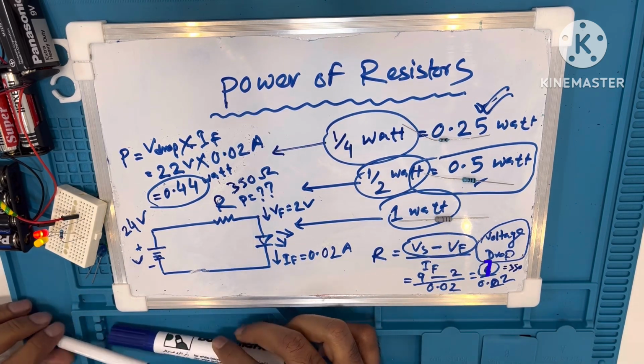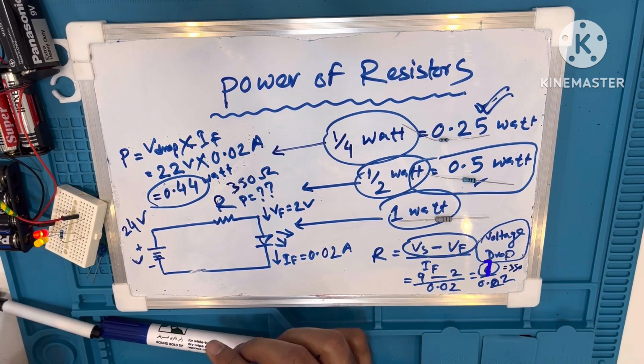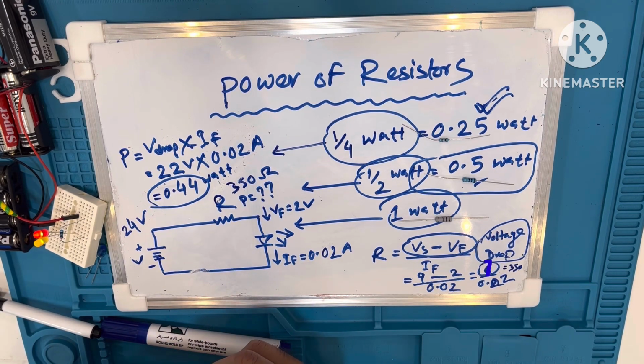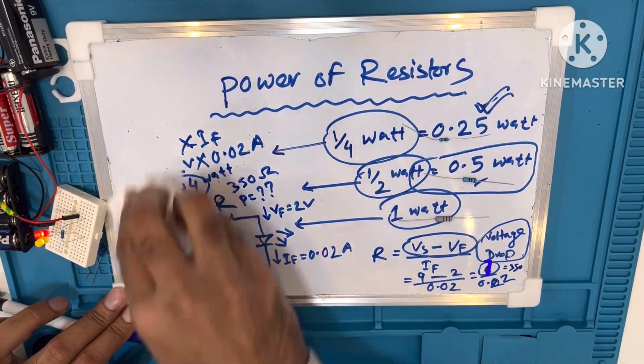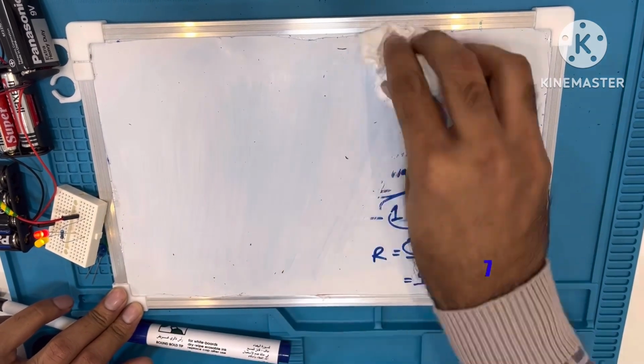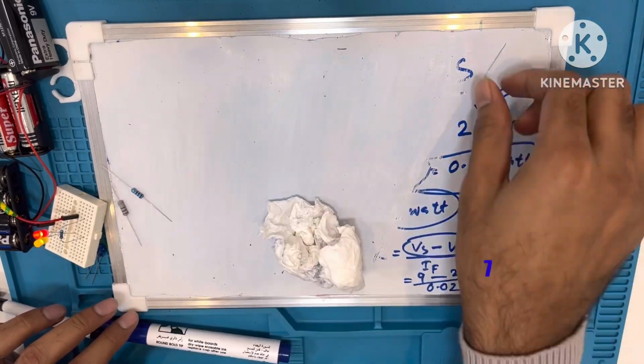There are many types of resistor in the market with different watt ratings, for example, 2 watt, 5 watt, 10 watt, 20 watt, etc. So whenever we choose any resistor for our circuit, we have to consider two parameters. The first thing, the resistor value, and the second thing, the power rating of the resistor.